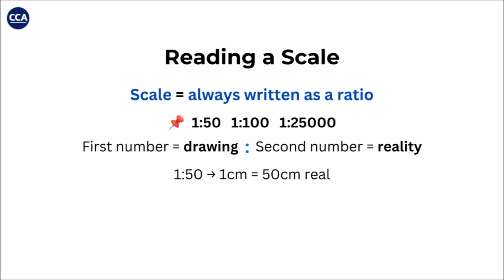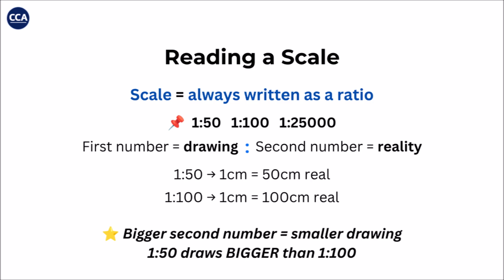Here is an important point. A scale of 1:50 and a scale of 1:100, which one makes a bigger drawing? 1:50 makes a bigger drawing. Because each unit on paper represents only 50 real units, so you need more paper to show the same real object. 1:100 makes a smaller drawing. Each unit represents 100 real units, so the drawing shrinks more.